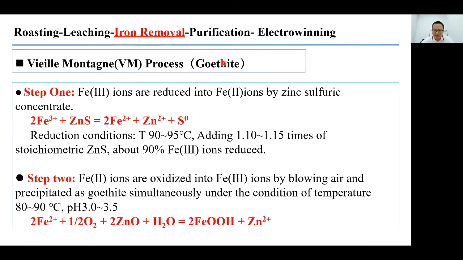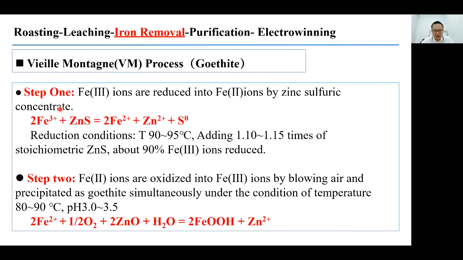And when we are using the jarosite process, there are two methods. The first one is VM, we call it Vieille Montagne. I think this is from Middle Europe, from Belgium or somewhere. As we have mentioned, the concentration of ferric iron in the solution should be monitored. The acidity of the solution should be monitored, and also the temperature.